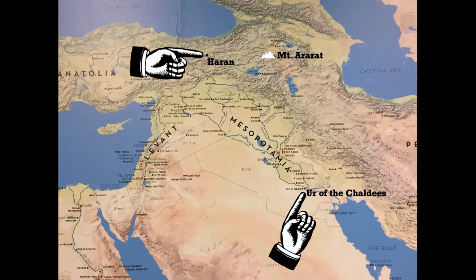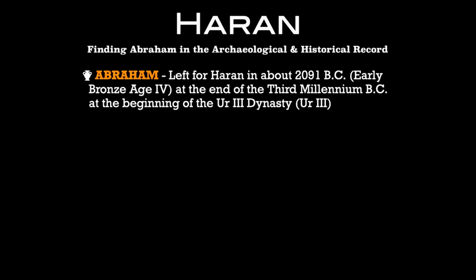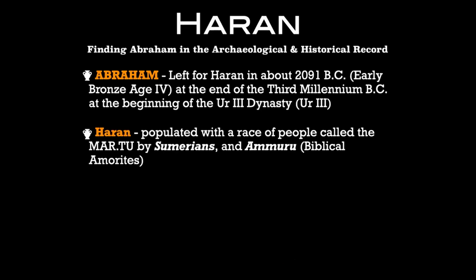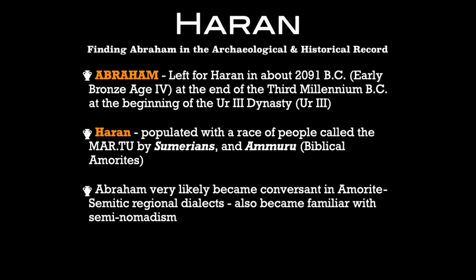So it was in Haran that Abraham met up with a group called the Amorites, and this is known as the Amorite hypothesis. Haran was populated with a group called the Martu by the Sumerians and the Amuru, which are the biblical Amorites. They were becoming the predominant people group in that time frame. So again, very likely Abraham became conversant in Amorite and Semitic dialects, and he also became familiar with semi-nomadism from the Amorites as well. So basically living as you travel, because they had outgrown many of the city-states they were in, and they were looking for new land.